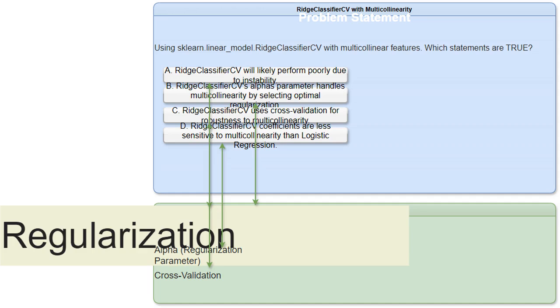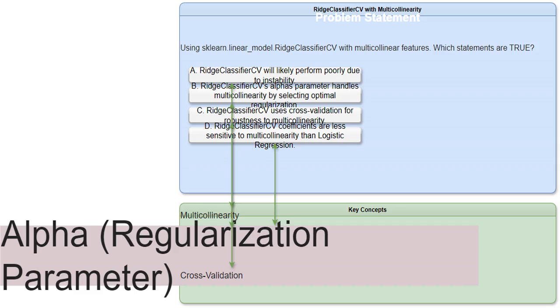Ridge regression, which RidgeClassifierCV uses, adds a penalty to the model based on the size of its coefficients, thus shrinking them. Alpha controls the strength of regularization. A larger alpha leads to stronger regularization, meaning that the model's coefficients are shrunk more towards zero. This helps to reduce overfitting and improve the model's ability to generalize to unseen data.